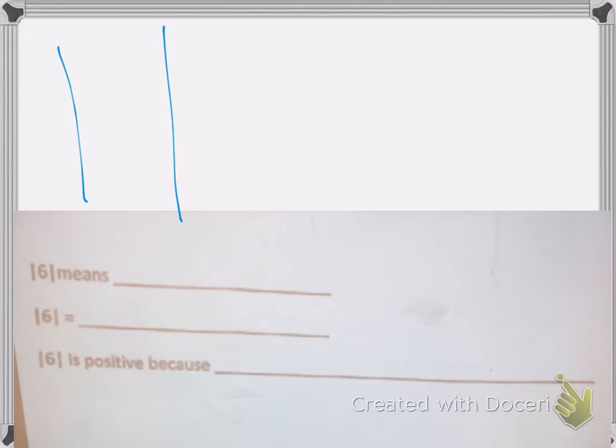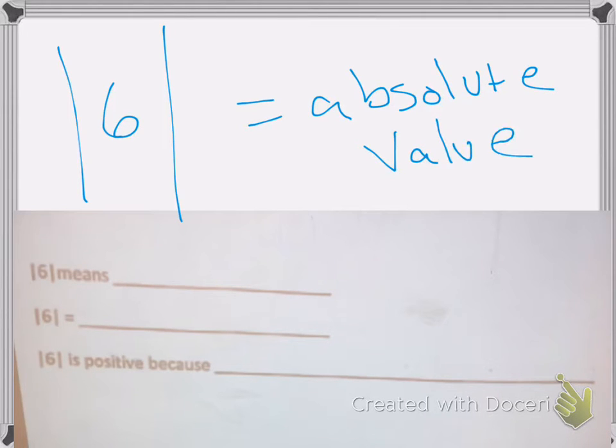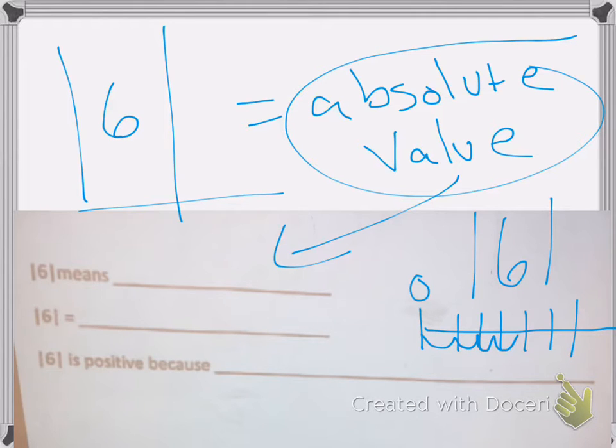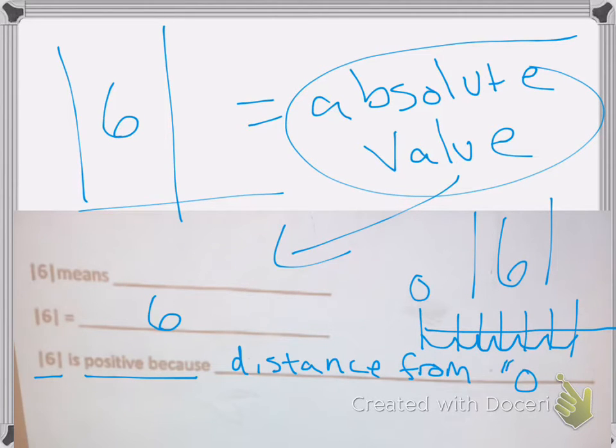Remember that these two lines tell you absolute value. If you've got a number between two lines like that, it's absolute value. All right, so this means absolute value. What is the absolute value of 6? Well, that would be the distance from 0. 1, 2, 3, 4, 5, 6 away from 0. So the absolute value is 6. Now, the absolute value of 6 is positive because it's the distance from 0. Okay? All right, so we've got that one taken care of.